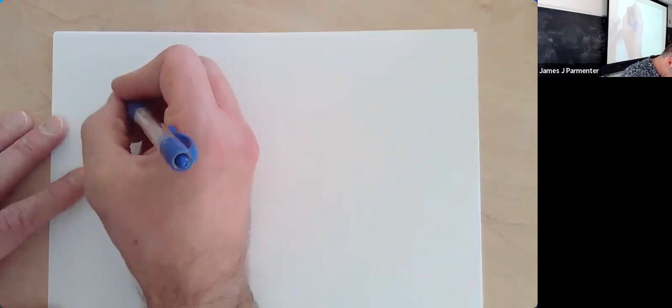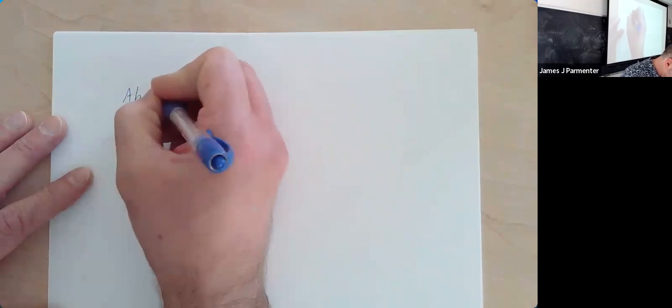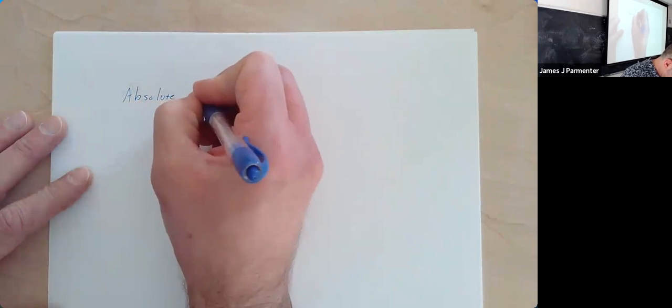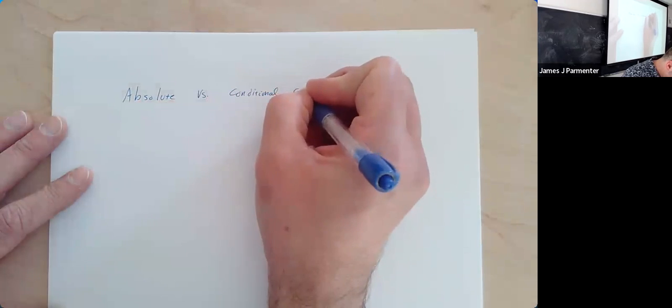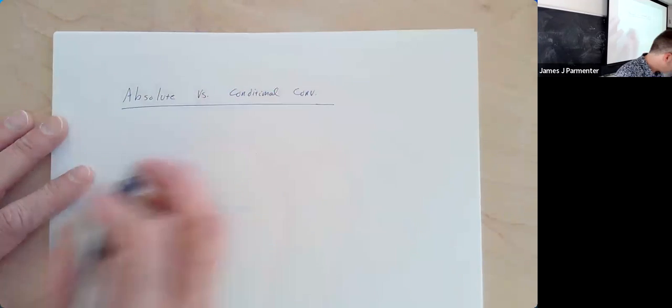So let's talk about absolute versus conditional convergence. I think I was saying this to Masson yesterday. If you think a series might converge absolutely, it's worth checking, especially if you've got an alternating series or something that's not always positive. It's really good to check for absolute convergence because something is easier.